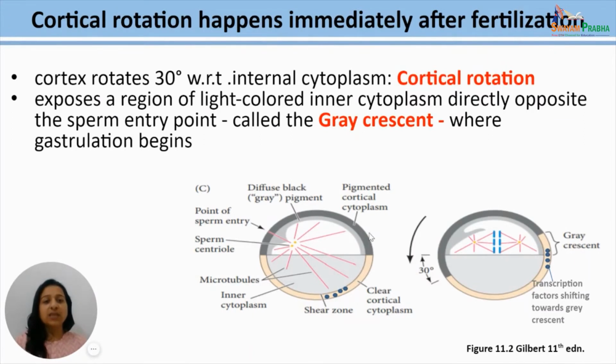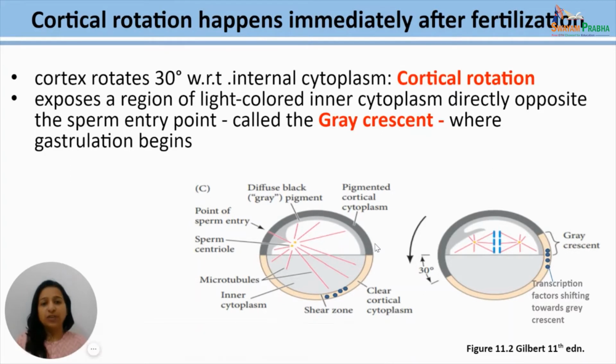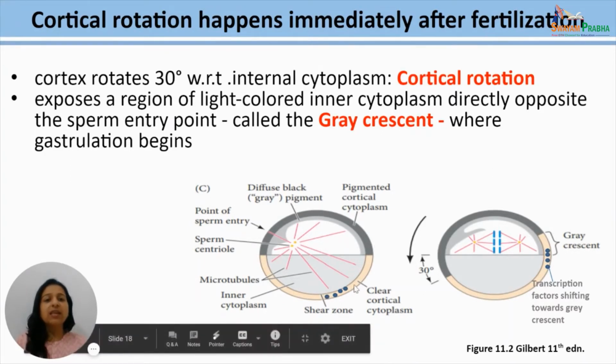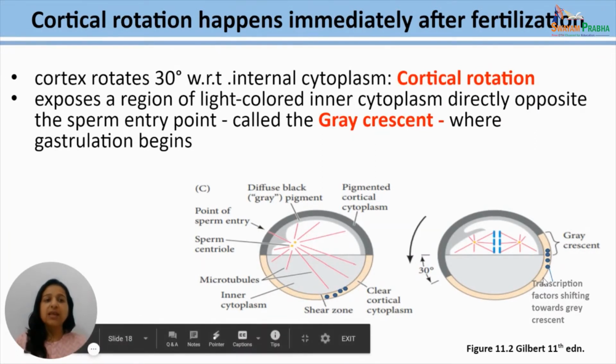As to the importance of the formation of the Gray Crescent or the cortical rotation, we see that there are a number of transcription factors which were earlier present on the vegetal side of the oocyte. During cortical rotation, these transcription factors also shift towards the Gray Crescent. That is, they come to lie on the future dorsal side of the embryo where gastrulation has to begin. These transcription factors help in the beginning of gastrulation.